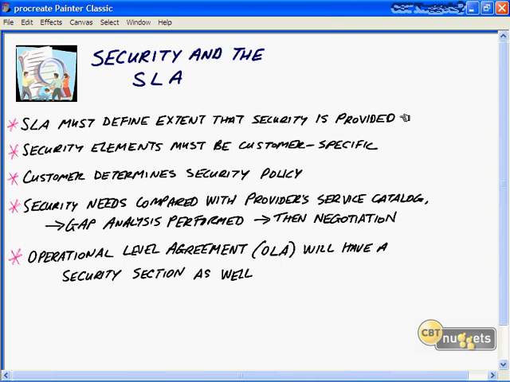As I previously mentioned, in the 6-step process, or the actions of security management, you're going to be highly involved with the SLA, the service level agreements. The service level agreement must define the full extent to which security is provided if it's provided in areas of the SLA. The security elements must be customer specific, not provider specific. It's the customer who ultimately determines the security policy based on their needs, based on their initiatives, based on their possible adherence to government standards like Sarbanes-Oxley or HIPAA. The security needs must be compared with the provider's service catalog.